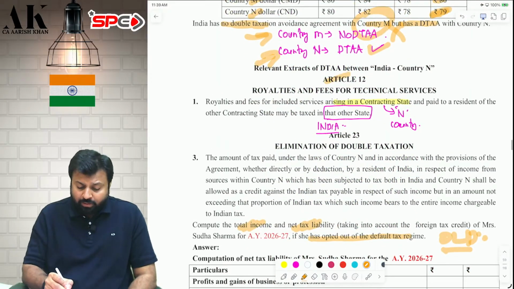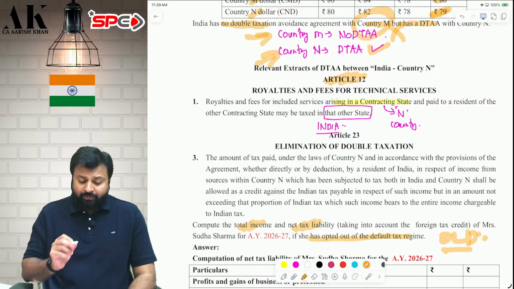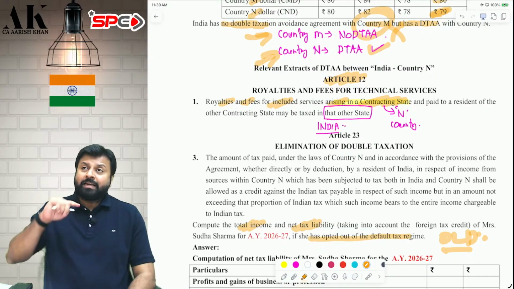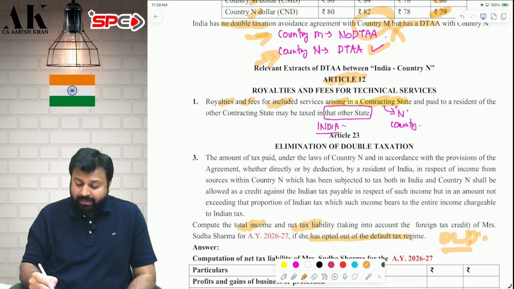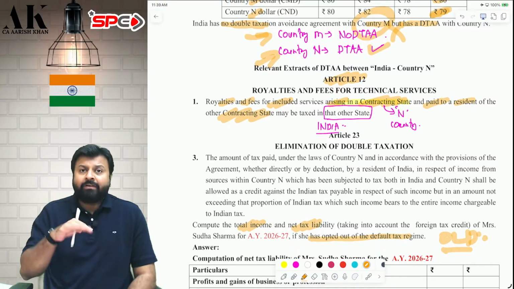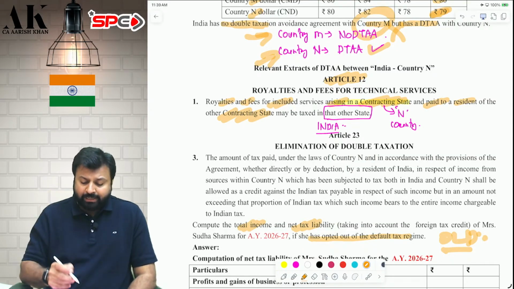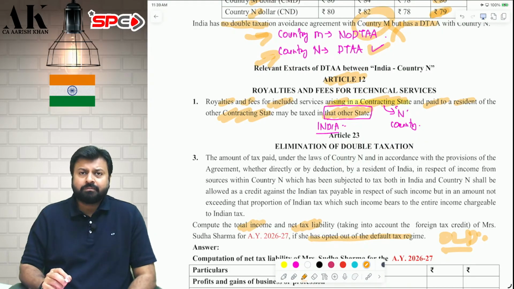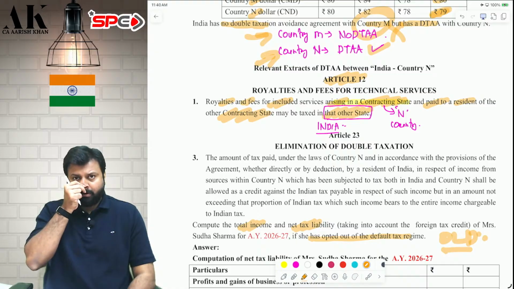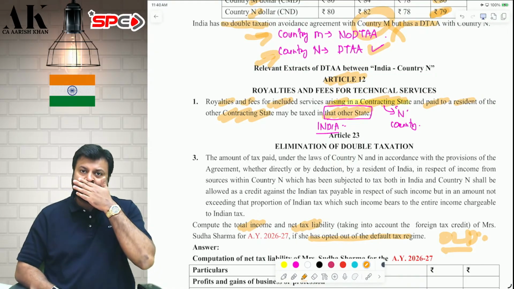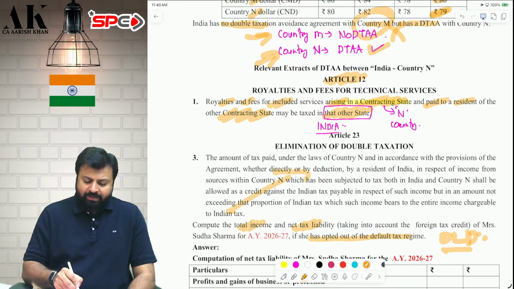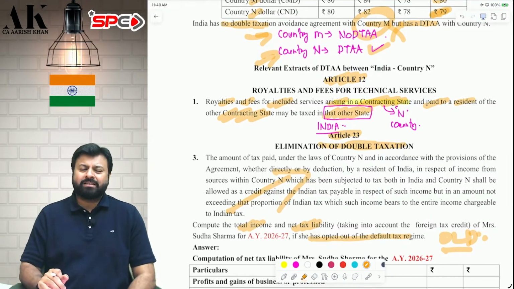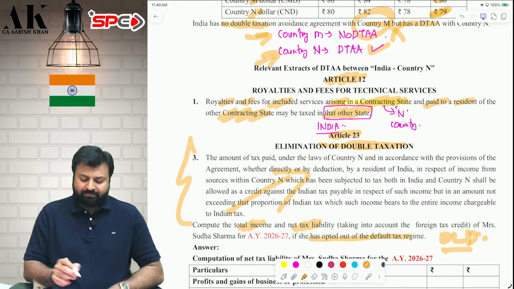We need to understand Article 12 of the DTAA between India and country N. For that, royalty and fees for included services arising in a contracting state. Where is it arising? It is arising in country N. It is accrued in country N. Paid to a resident of the other contracting state. Where is the resident located? In India. Paid to a resident of India, may be taxed in that other state. It means it may be taxed in India also. Therefore, this royalty will be taxed in country N also, and this royalty will be taxed in India also. Therefore, we will include it in India and we will give relief as per Article 23A, Article 23, elimination of double tax, which is similar to Section 91 unilateral relief, if you read this paragraph.